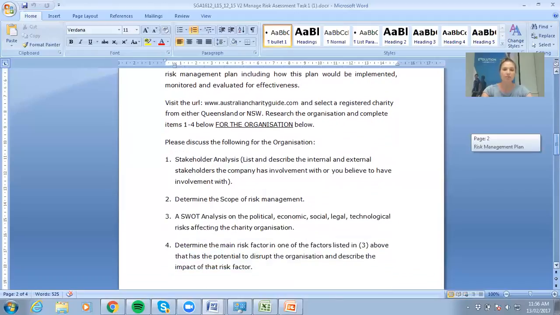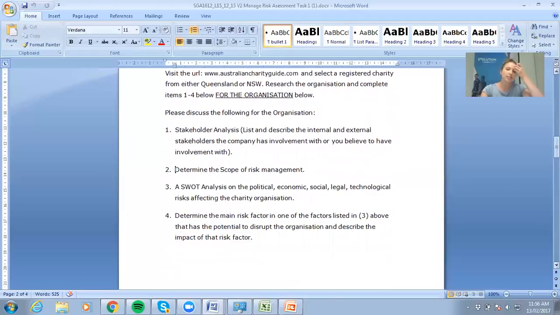So for the first question in this assessment task, you need to do a stakeholder analysis. You need to list and describe the internal and external stakeholders the company has involved with or believed to have involvement with. So that's anyone from the staff members that work at the charity, the governing body that maybe supports this charity, any public people that frequent the use of this charity. Usually if you jump on the charity's website, you'll be able to search for a stakeholder analysis, but it's anyone that has any form of interest within that organisation.